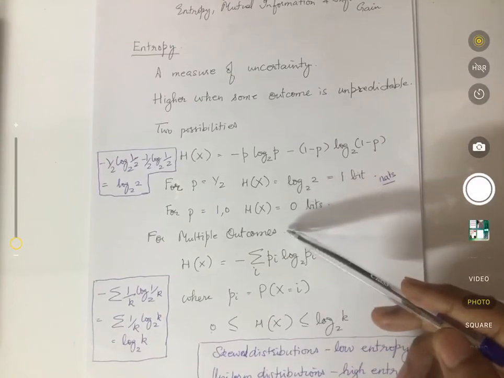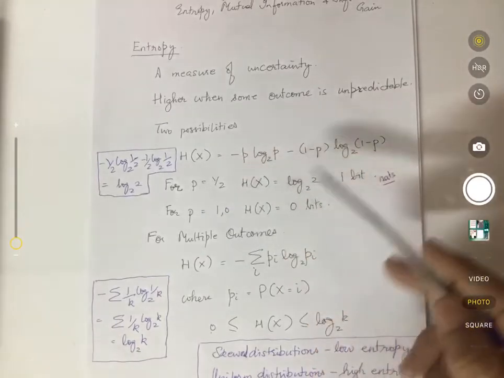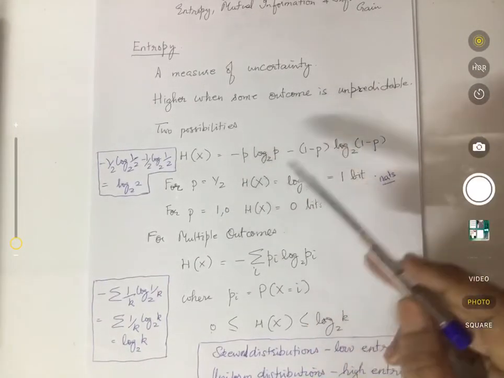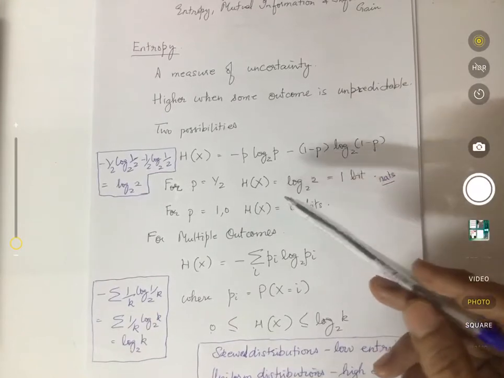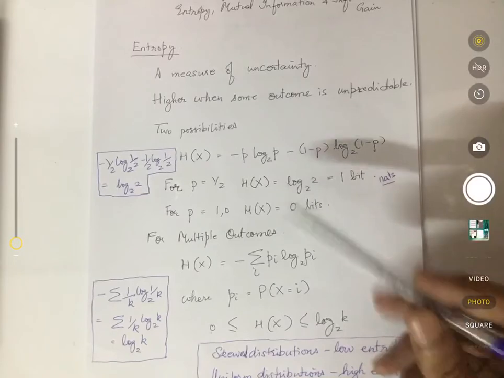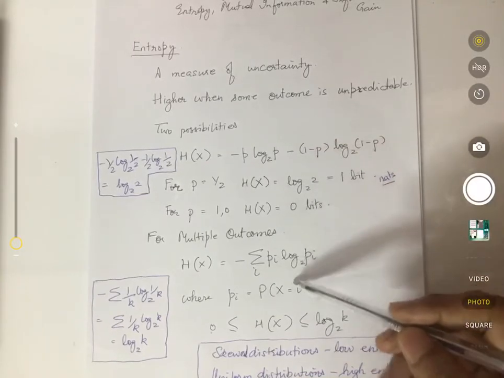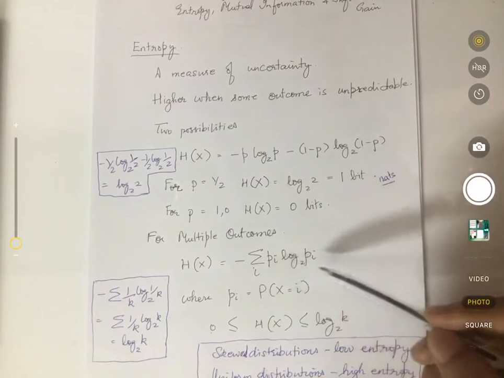And this is the case for the binary case, right? Two possibilities, when you have one or the other. Similarly, you could extend the same to many possibilities. So you could have many possibilities for a random variable, and that can be expressed by saying minus summation over i of p_i log p_i.